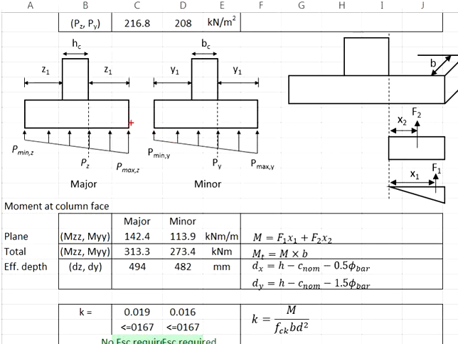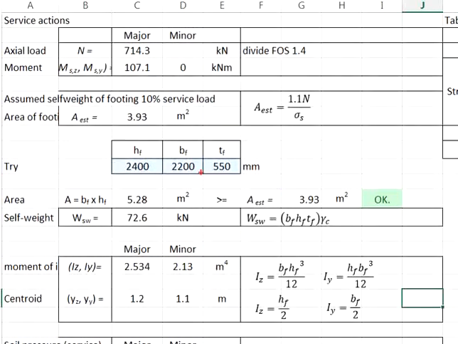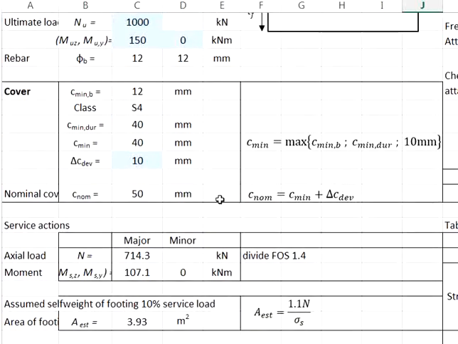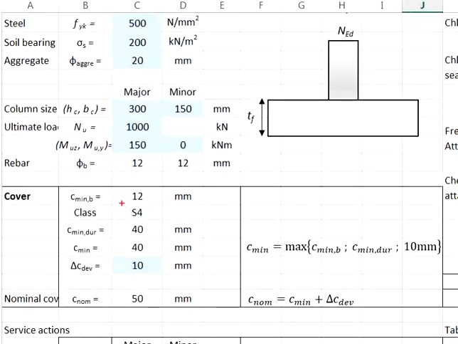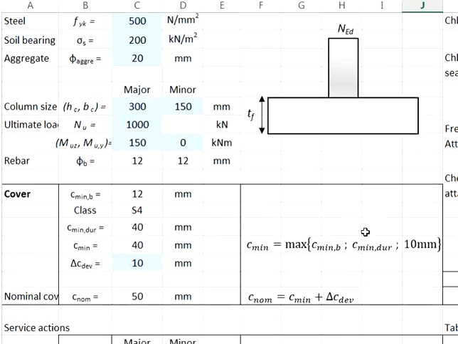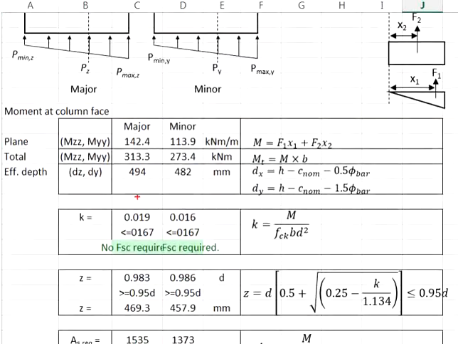The effective depth refers to the distance from the top surface of the pad footing to the centroid of the reinforcement bar. The thickness of the pad footing is 550 mm. The concrete cover is 50 as calculated previously. And then the bar diameter, we use 12 mm rebar at the moment. That gives you an effective depth of 494 mm.